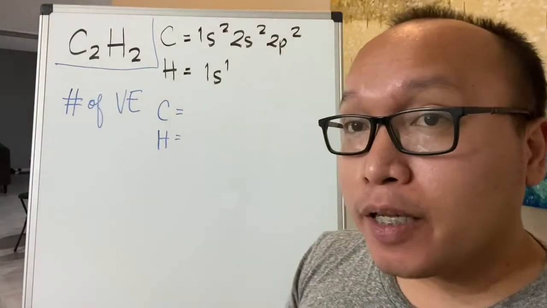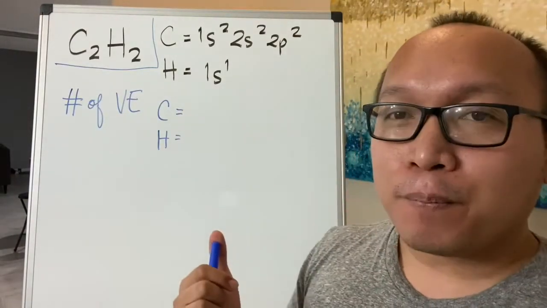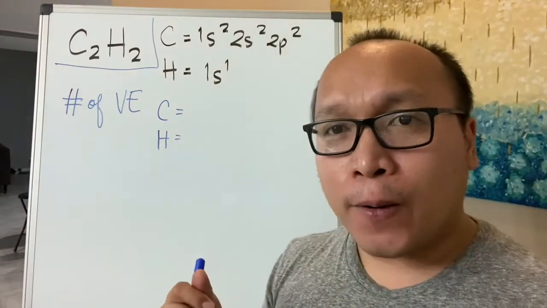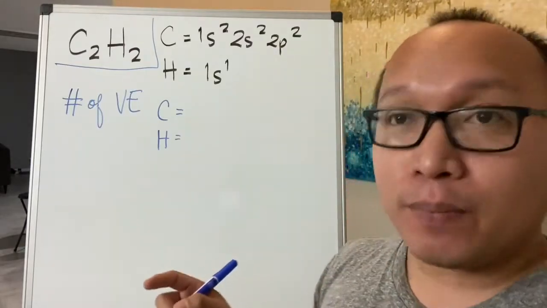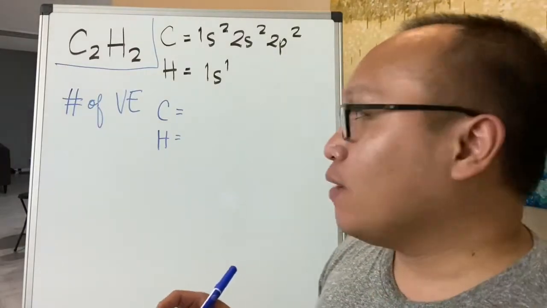And as I have said earlier, how do we start or how do we approach the writing or the drawing of Lewis structures for these compounds? Kailangan muna po magbilang tayo ng number ng valence electrons.